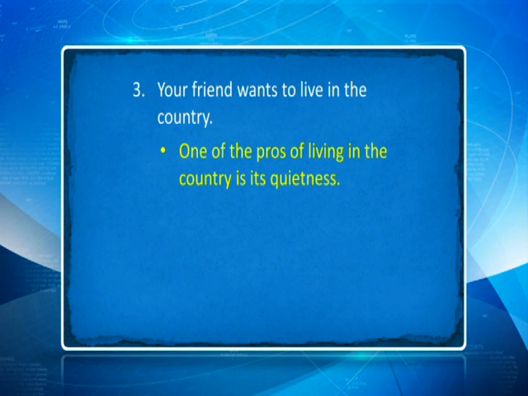So the advantage of living in the country, as I've said, is that it is a lot simpler, it's quiet, you lead a very simplistic life. So this is, of course, one of the pros. There are so many others, of course.